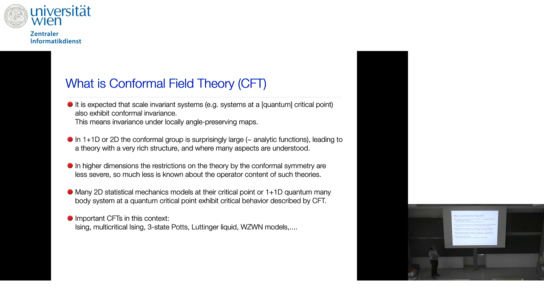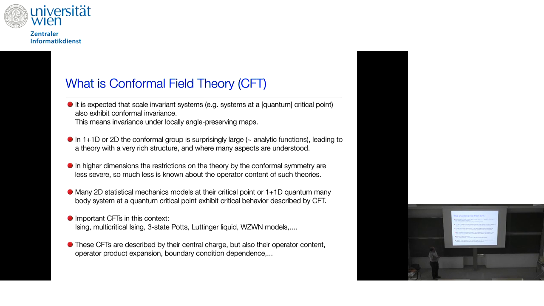Here, just for the newcomers, for example, in 1+1 dimensions there is the Ising CFT, which is very prominent. There are multi-critical Ising models, there are Q-state Potts models, or the 3-state Potts model as the simplest instance. And the Luttinger liquid is actually also a CFT with a variable exponent, a family of CFTs, and also other models are important. And as you can realize, several of these theories already popped up here in the context of this workshop.